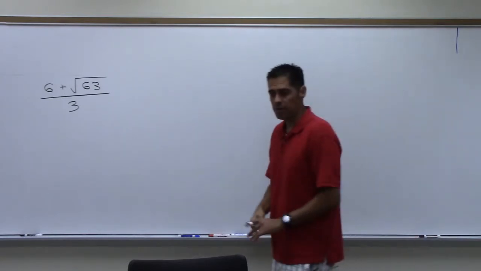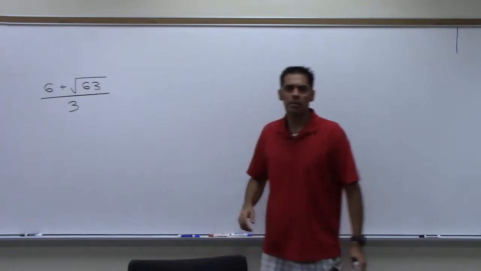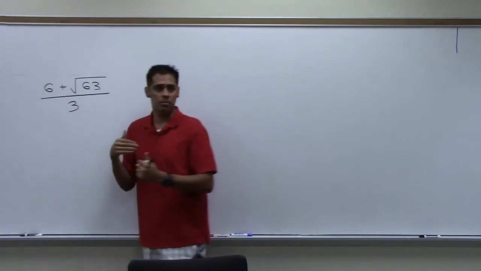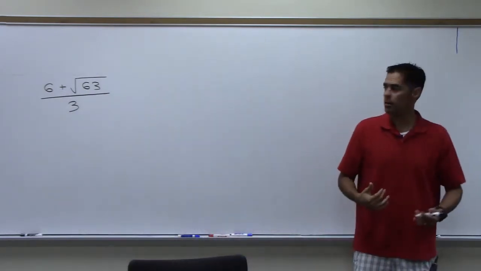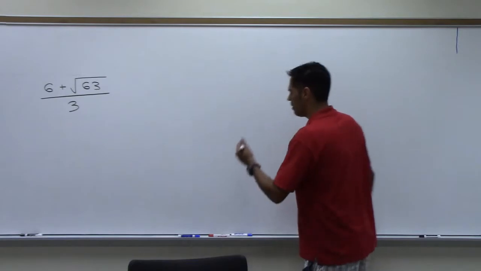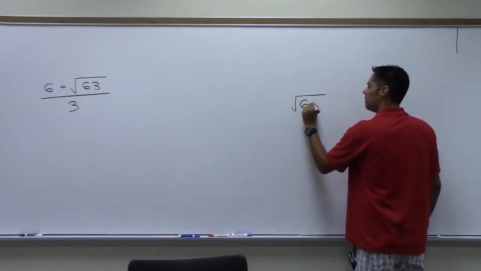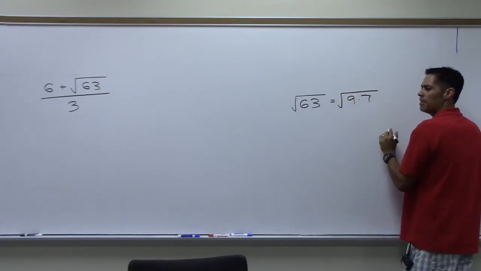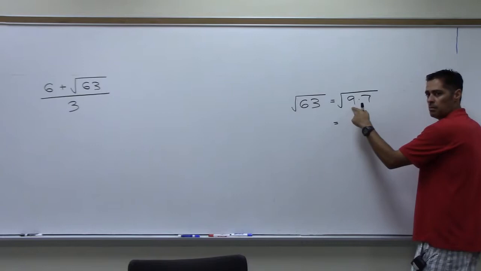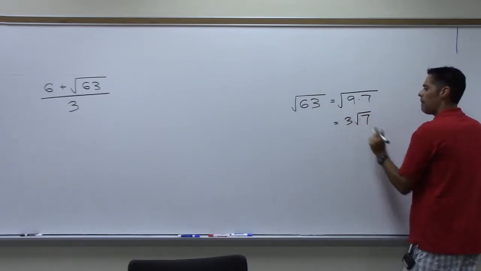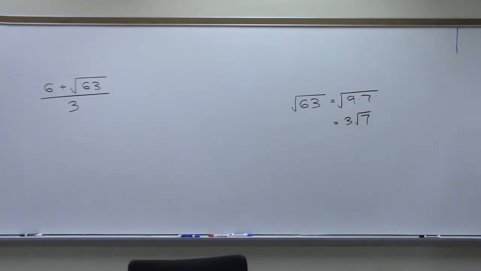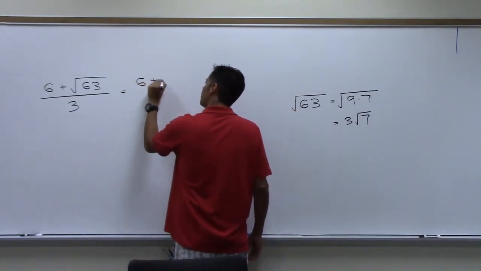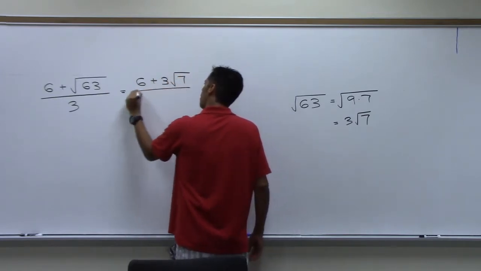All right, order of operations is important here. Remember that this big division bar tells you do everything on top first, right? You have to figure that out before you can divide by 3. So look at that root 63. Let's work on that over here. Can you think of how you could break down root 63? 9 and 7? I like that because 9 is a perfect square. So I can go what, 3 root 7? 3 root 7. So I'm going to rewrite this as 6 plus 3 root 7 over 3.